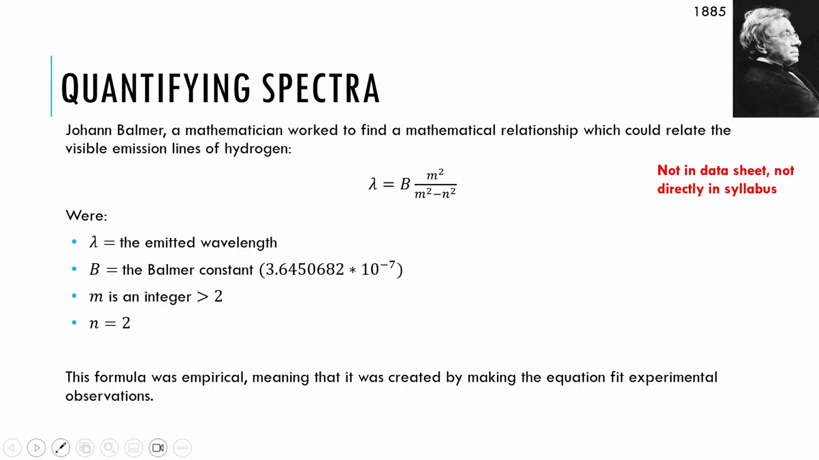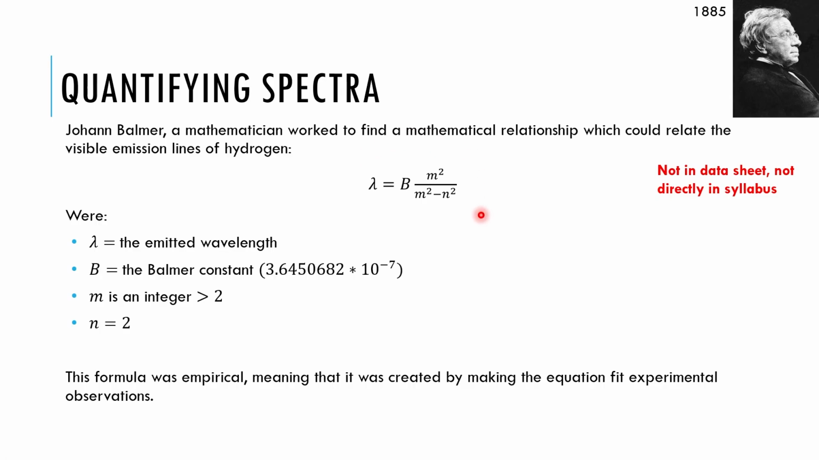In the mid to late 1800s, there was a lot of experimentation going on with spectroscopy and discharge tubes. But Johann Balmer, who was by trade a mathematician, also began to dip into this field. His goal was to try and find a mathematical relationship which could relate all of the wavelengths of the visible emission lines of hydrogen.